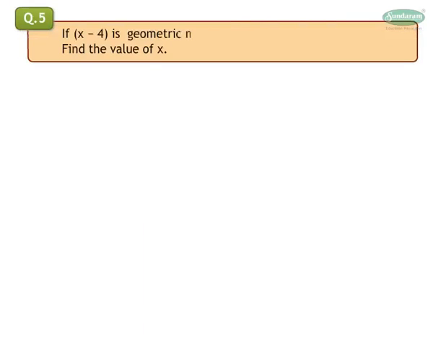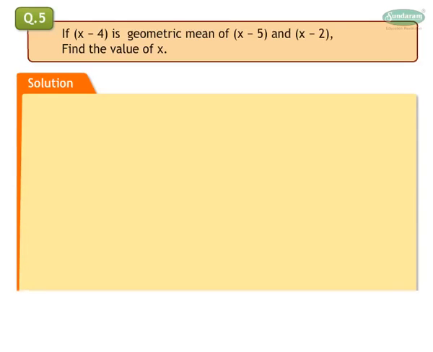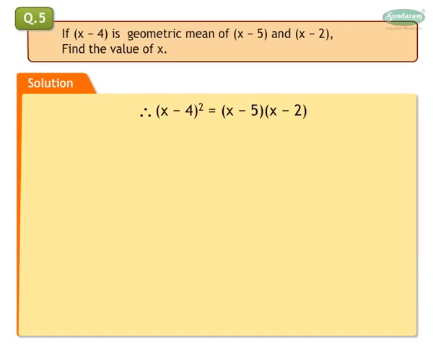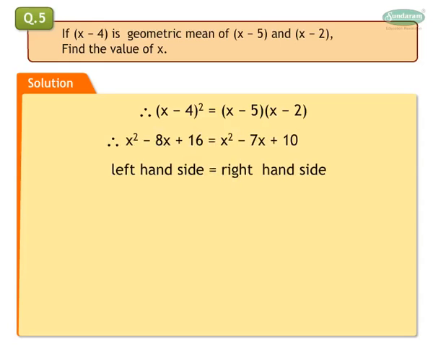Question 5. (x minus 4) is geometric mean of x minus 5 and x minus 2. Find the value of x. Solution. We use the property of geometric mean and get an equation as follows. (x minus 4) the whole square is equal to (x minus 5) into (x minus 2). We now simplify by multiplication and get our left-hand side as x square minus 8x plus 16 is equal to right-hand side, which is x square minus 7x plus 10.